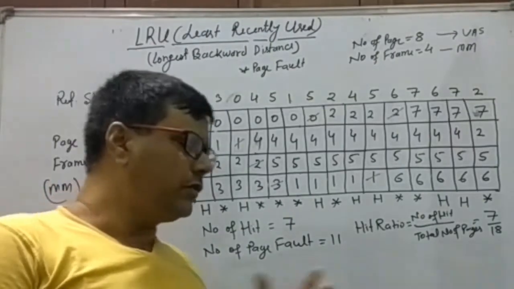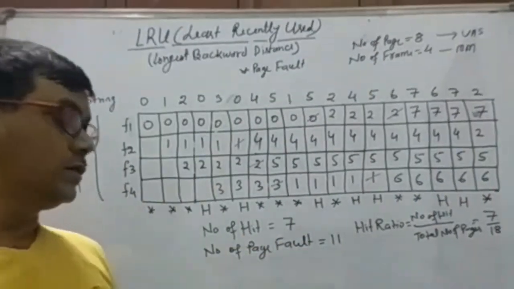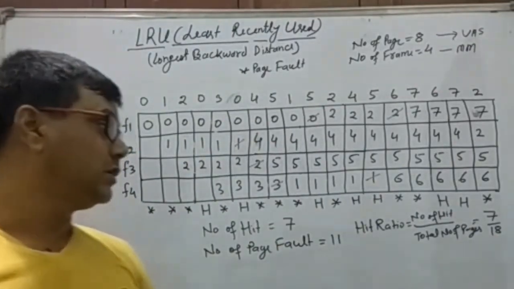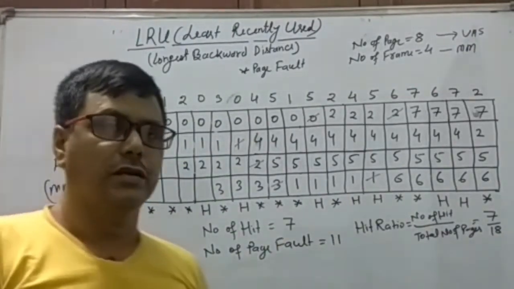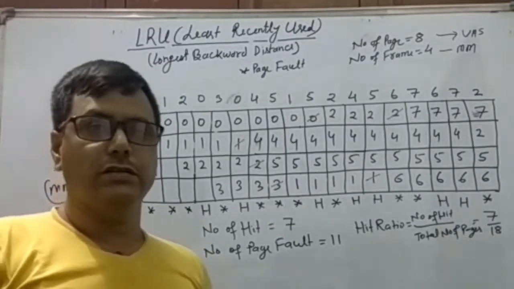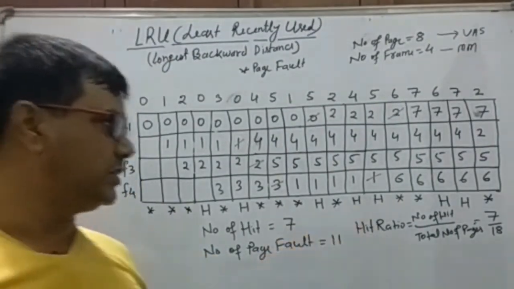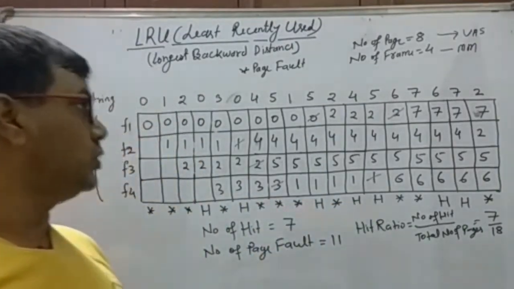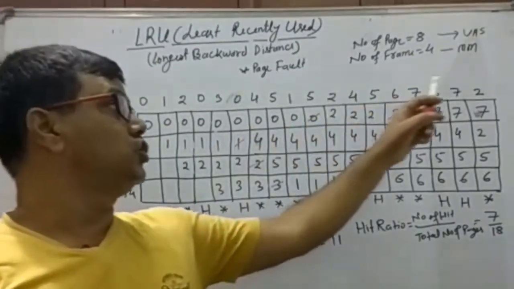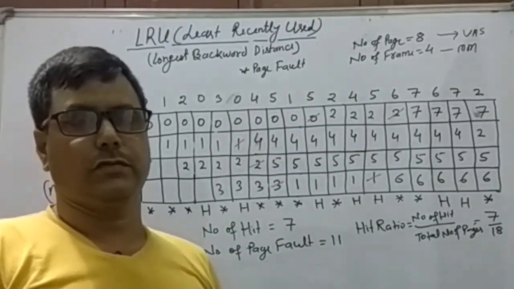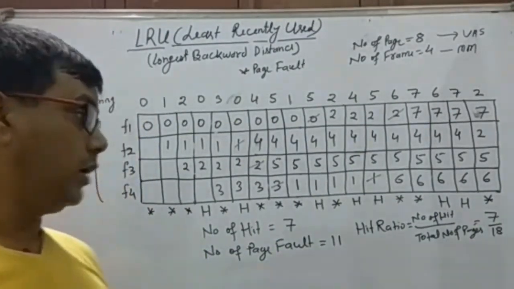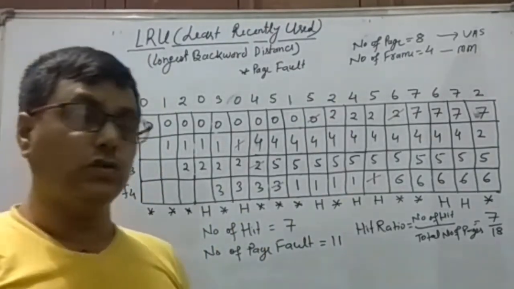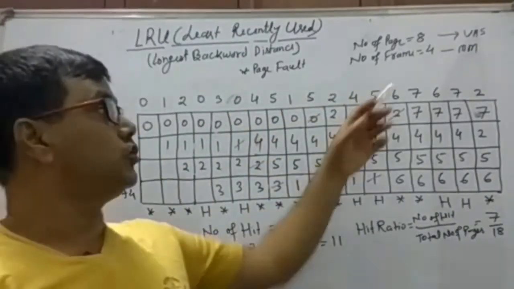So here we see that in the same example we took with FIFO, the number of hits was 8. Here the number of hits is 7. Most of the hits also depend upon the arrival sequence of the pages. One thing, although it is much more efficient than FIFO, it also depends upon the sequence of the pages arrived.